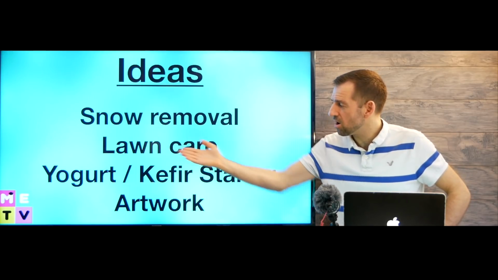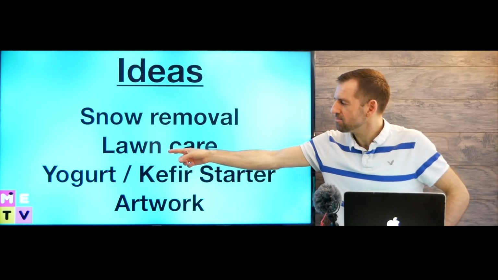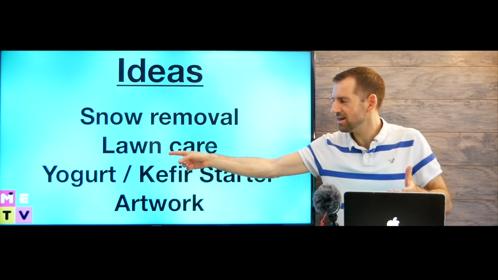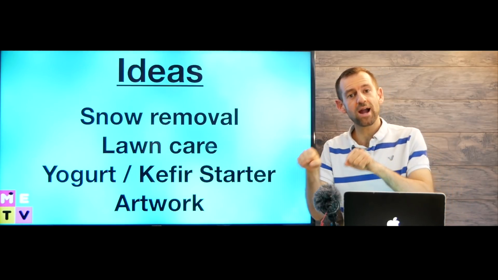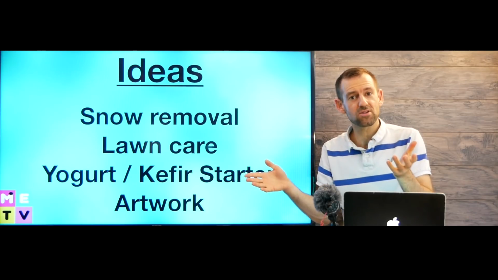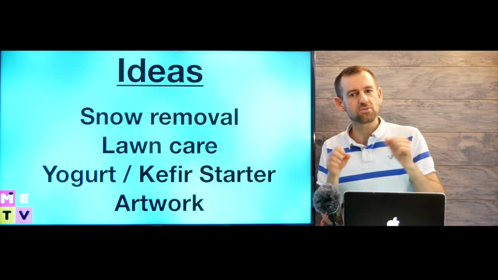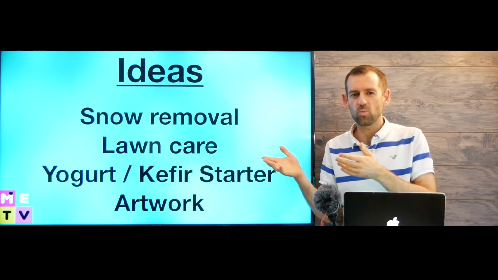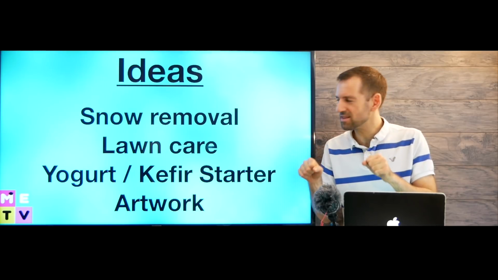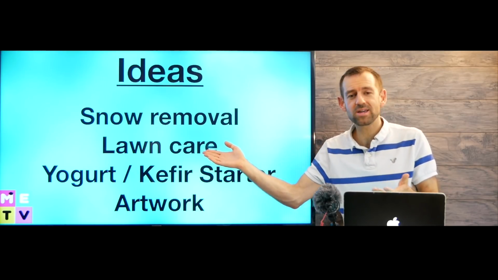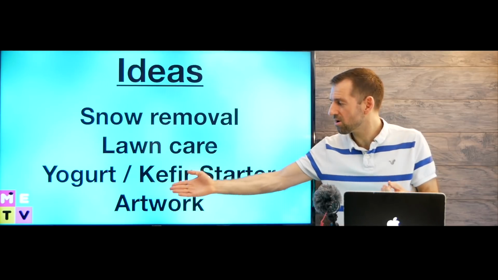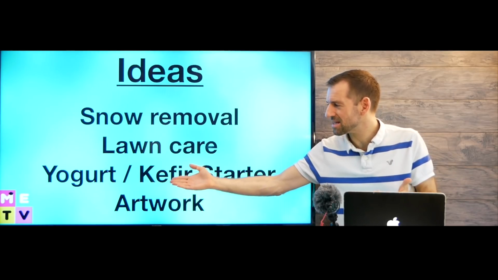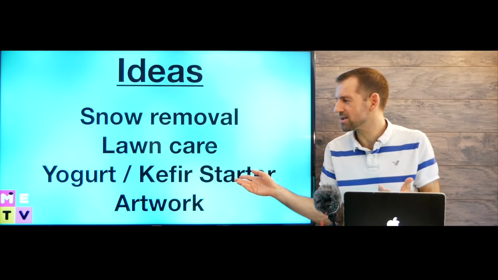Or you could do lawn care in the summer. Lawn means grass, okay? So you could cut people's grass in the summertime. You could just buy a cheap lawnmower from Walmart or Canadian Tire or something like that, and you could start a lawn care business.